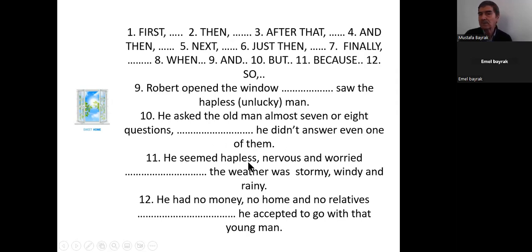He seemed helpless, nervous, and worried because the weather was stormy, windy, and rainy. He had no money, no home, and no relatives. So he accepted to go with that young man.